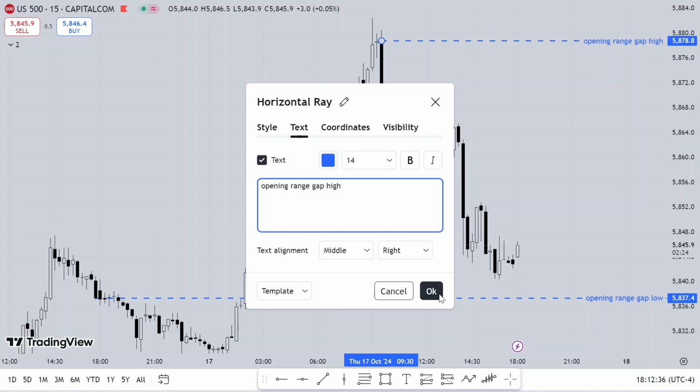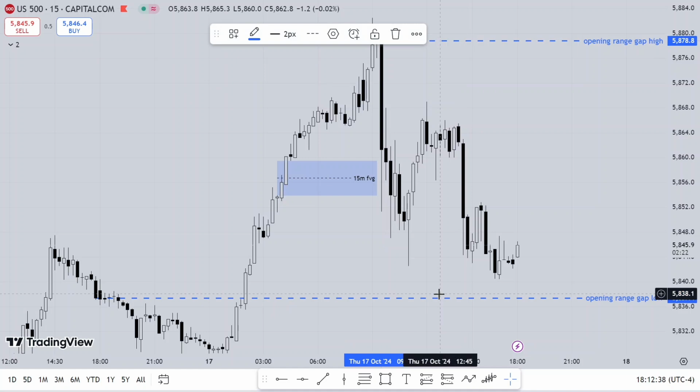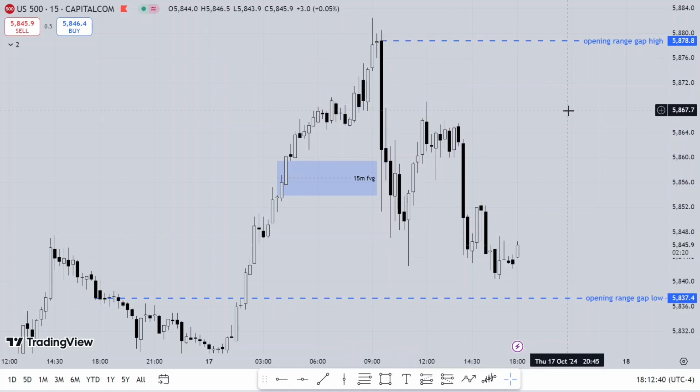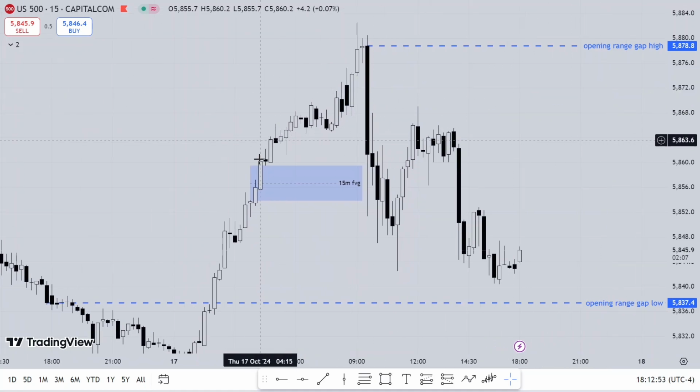Remember the understanding of premium and discount. The algorithm goes from a premium PD array to a discount PD array to deliver efficient price delivery. So now we had all of this, going down to the lower time frames to understand the IPDA footprint that went on.